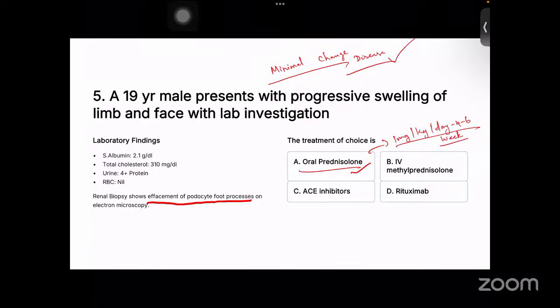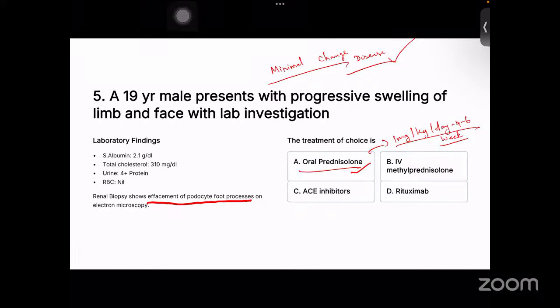So why not the other options that we have? ACE inhibitors? Yeah, ACE inhibitors will reduce the proteinuria. It can be used as a symptomatic treatment, but not as a primary treatment. And rituximab, mostly we reserve for steroid resistant or frequently relapsing cases. Because it's a monoclonal antibody, we have to hold it for the higher levels.